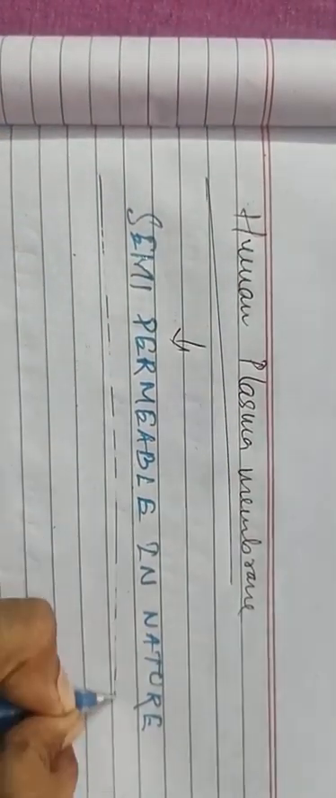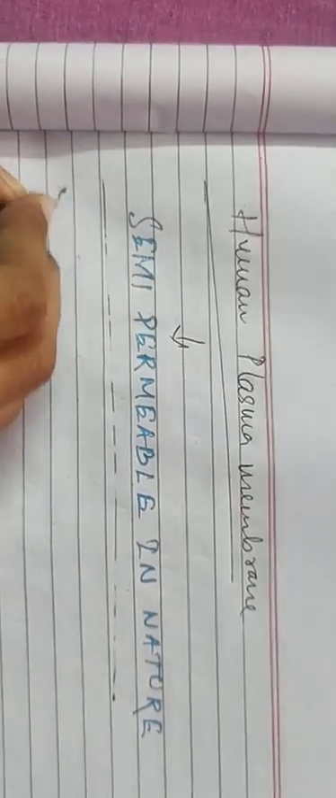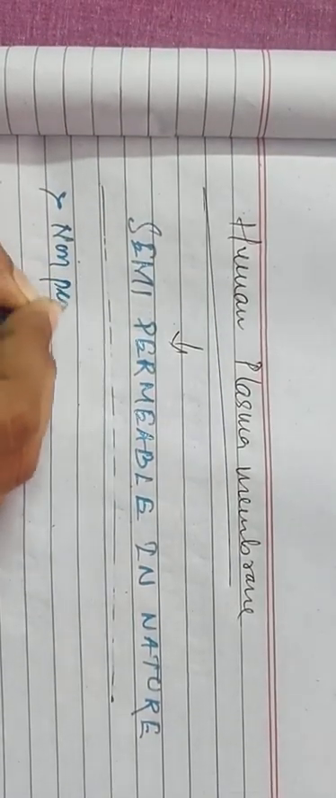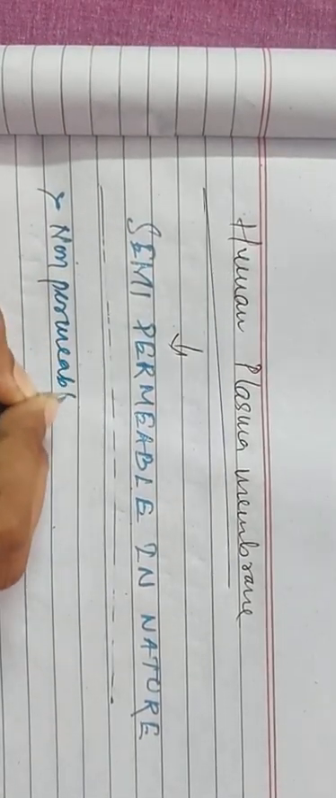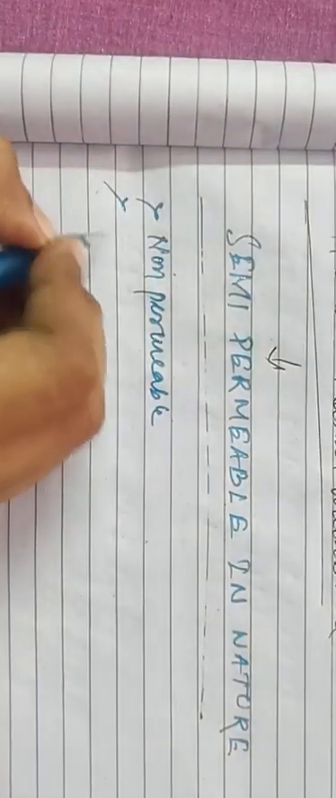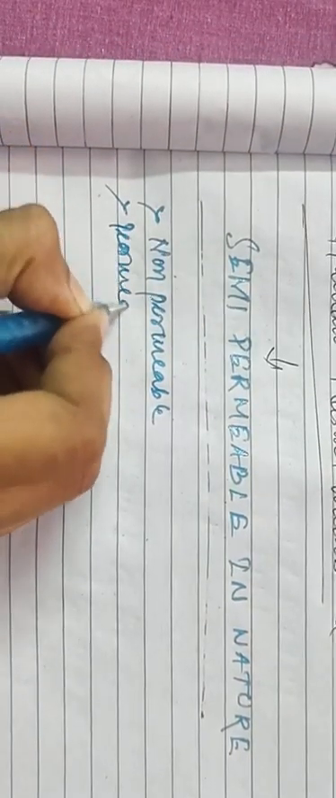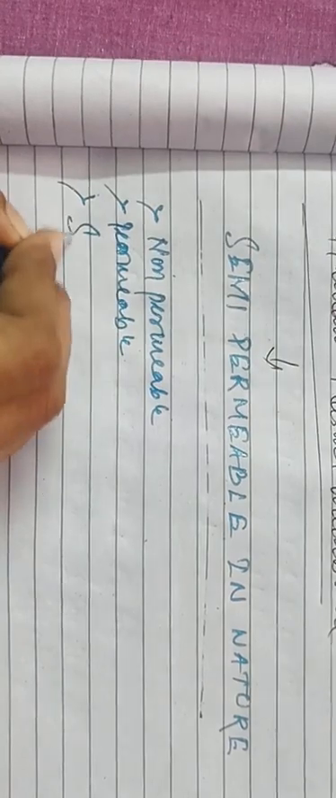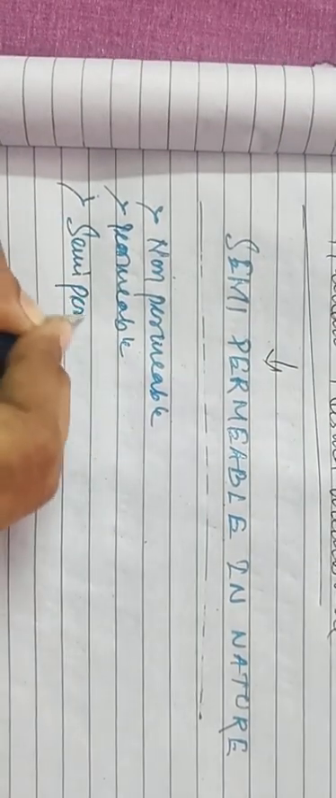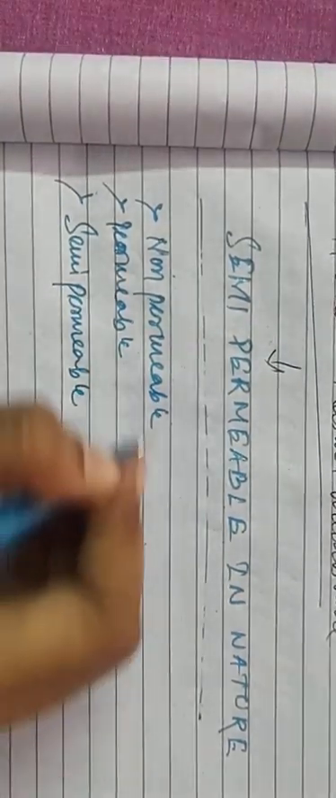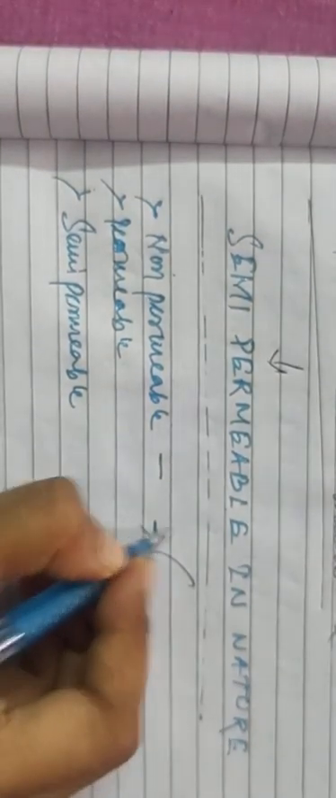What is the meaning of semi permeable? There are three terms: non permeable, permeable, and semi permeable. What is the meaning of non permeable? Nothing can enter the membrane. That's called non permeable.